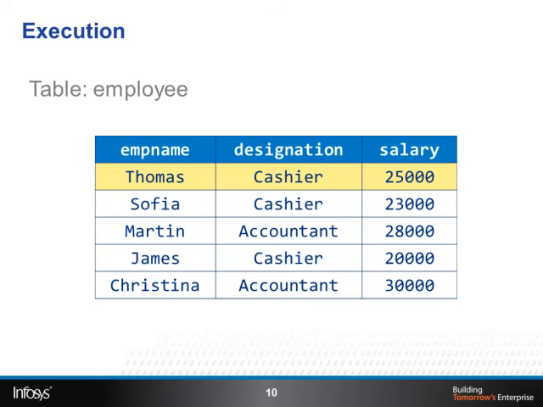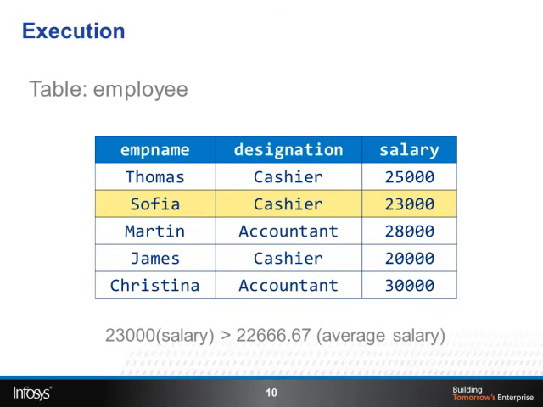The subquery compares the salary with the average salary of cashier. Since the salary of Thomas is greater than the computed average, this record is selected for the output. The second record is of Sophia, who is also a cashier. Sophia's salary is greater than the average cashier's salary, and so the record is selected for the output.